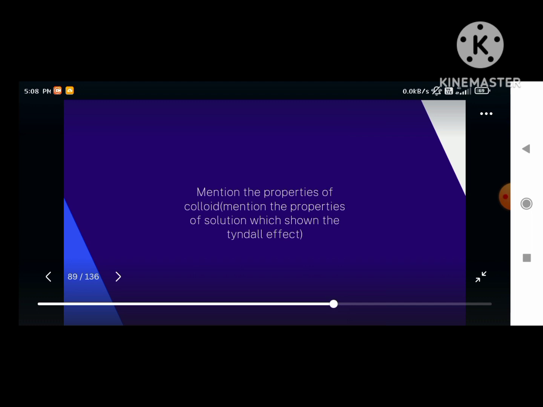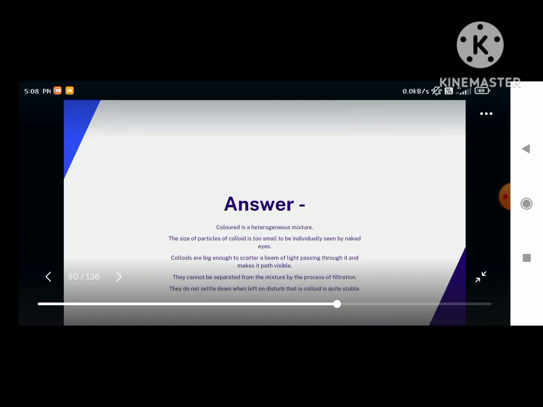Mention the properties of colloid, or the question can be: mention the properties of a solution which show the Tyndall effect. So the answers for these are as follows. A colloid is a heterogeneous mixture. There is a printing mistake. The size of particles of a colloid is too small to be individually seen by naked eyes. They are big enough to scatter a beam of light passing through it and make its path visible. They cannot be separated from the mixture by filtration, and they do not settle when left undisturbed.